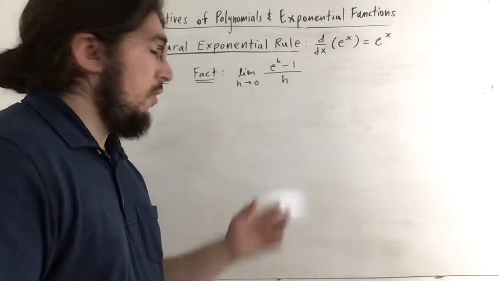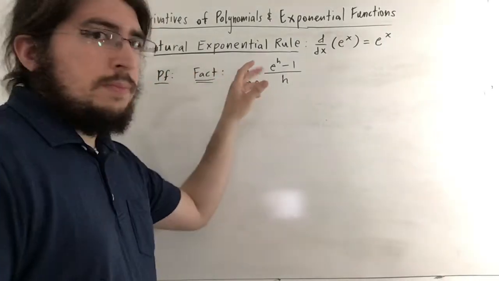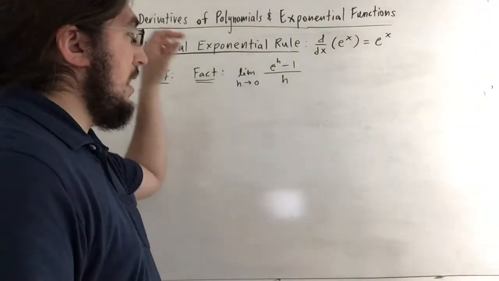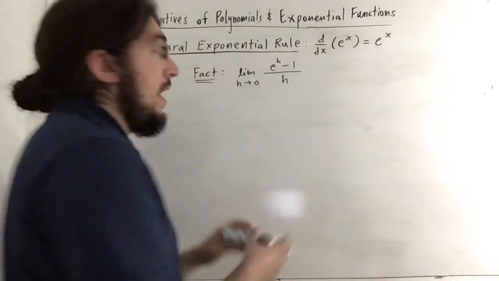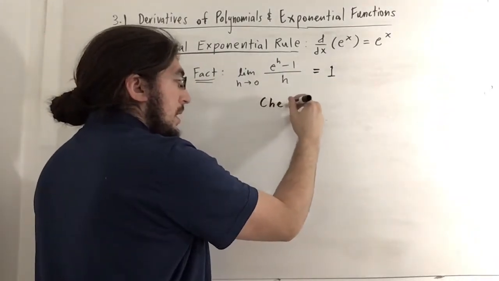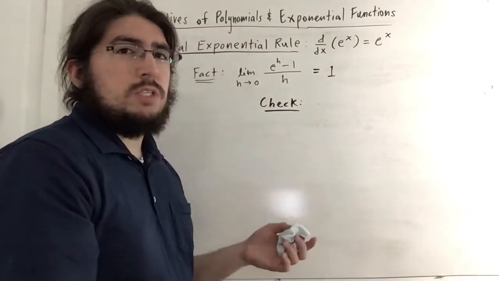I showed you this before. This is one way you can convince yourself that some limit is true. Plug in something very close to what we're trying to approach. So here I'm going to say that this fact says limit as h goes to 0 of e to the h minus 1 all over h is equal to 1. And you can check by plugging something in your calculator that's extremely close to 0, let's say 0.001.